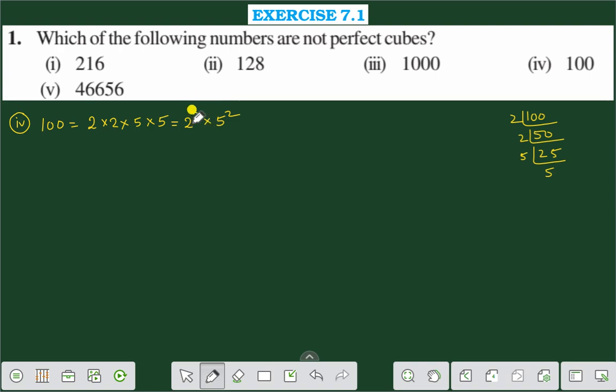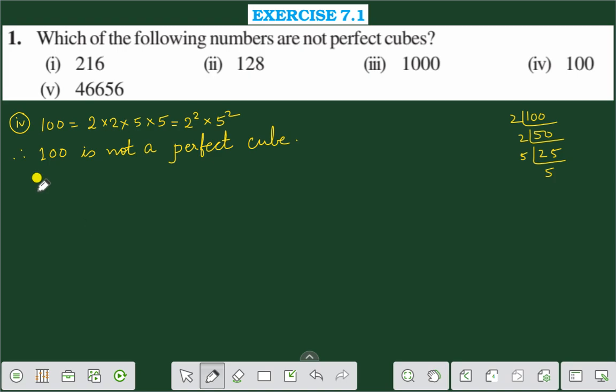Therefore, we are not getting the triplet of 2, nor the triplet of 5. Therefore, we can say that 100 is not a perfect cube.